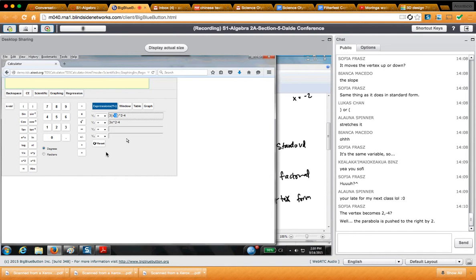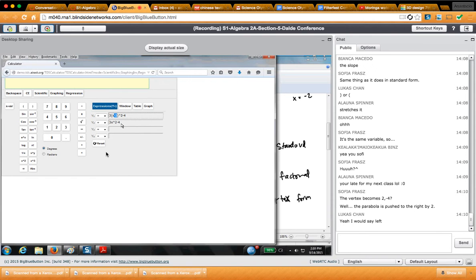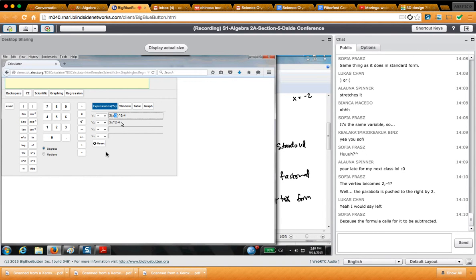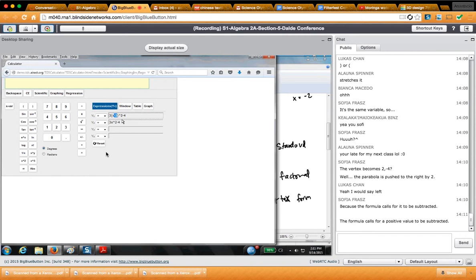Sophia says to the right by 2. Why do you think that, Sophia? It's a -2. I'm just saying. So Lucas is changing his mind, and he's saying, well, I would say it goes left. Do you folks agree? Do you guys agree with Sophia or not? And Sophia, are you changing your answer? It's up to you.